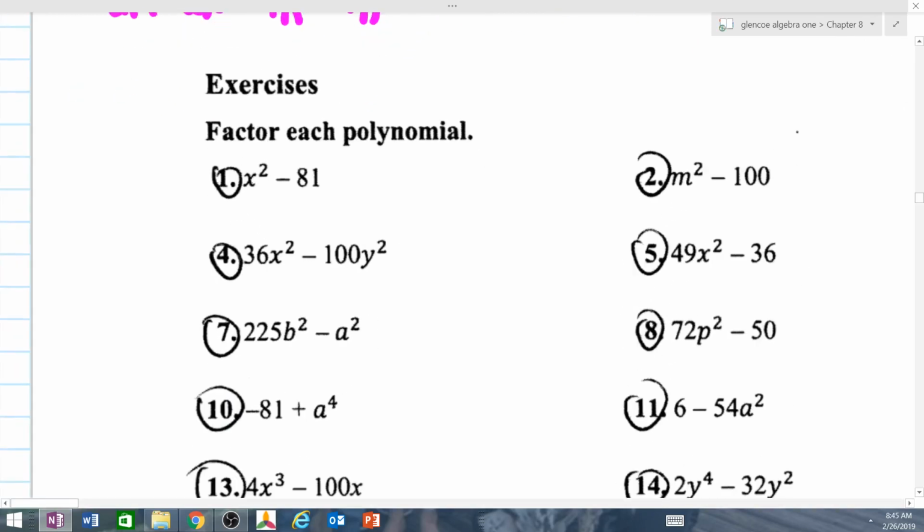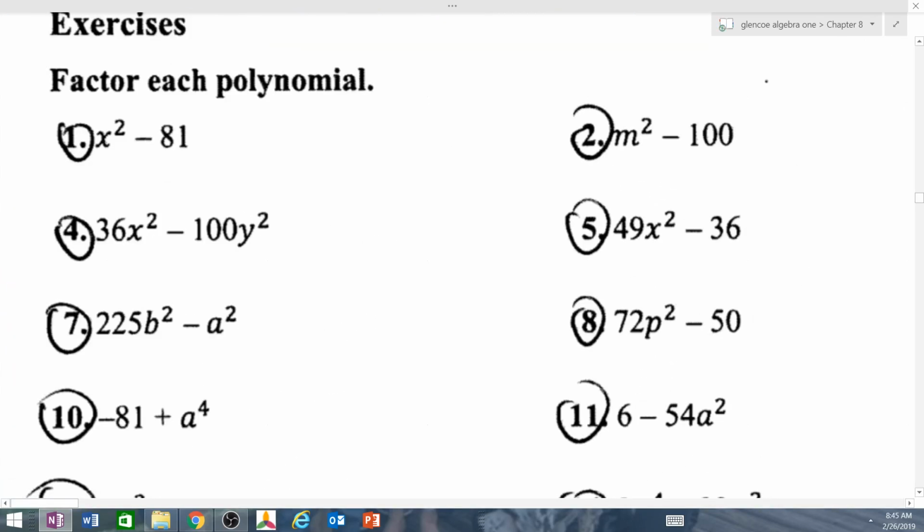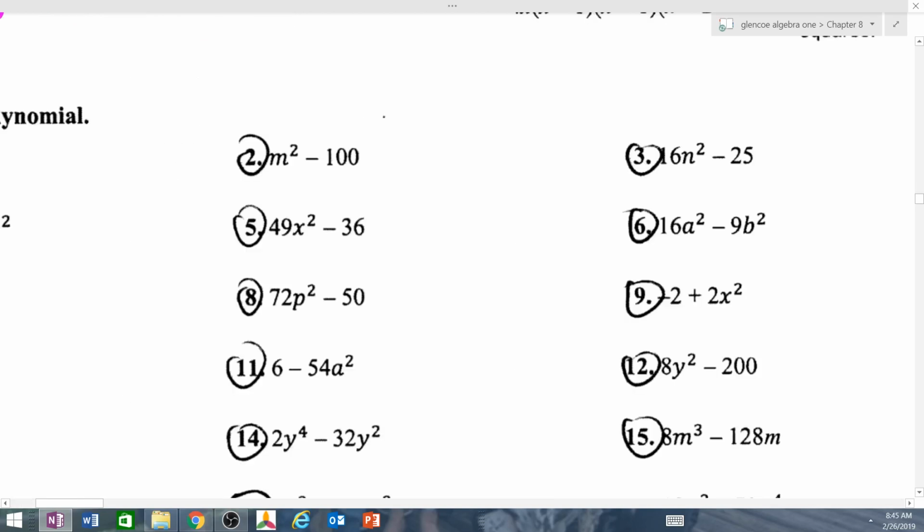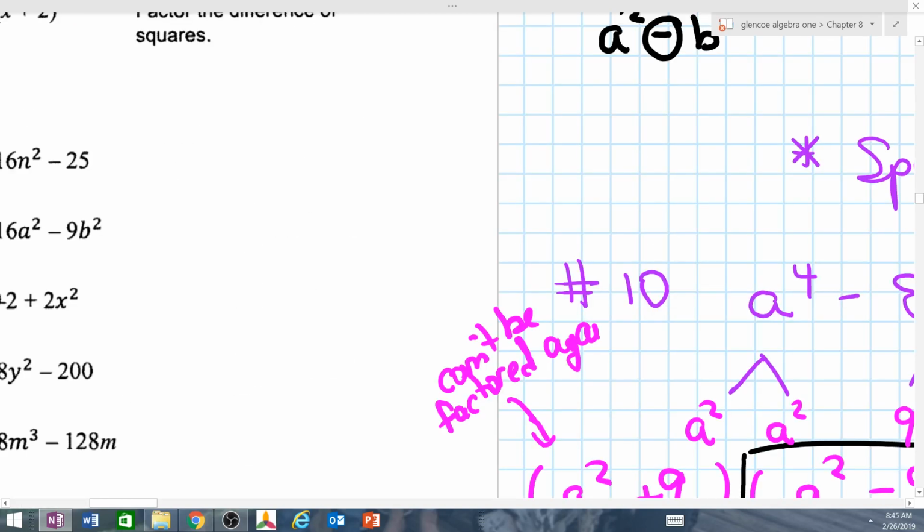All right, let's go ahead and try this one right here. Let's do number 4. 36x squared minus 100y squared. Okay, first question.